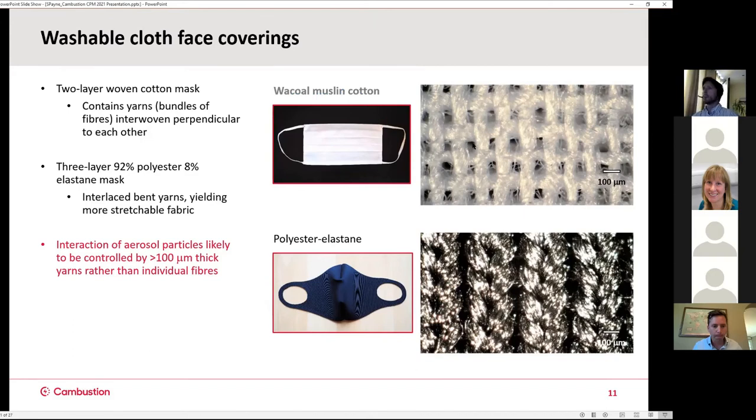And you can see here the airflow is going through perforations, because what's happened is, while the individual cotton fibers are around 10 microns in diameter, they're bundled into yarns that are interlaced. So that means the aerosol particle interaction is more likely to be with those 100 micron thick yarns rather than individual fibers. Having said that, there are sort of frayed fibers that you can see extending across the gaps, which would help enhance particle collection. And then the polyester elastane, you see a more complicated interlooping structure, which gives it a more stretchable property. But again, the interaction is going to be controlled by those yarns rather than individual fabric fibers.